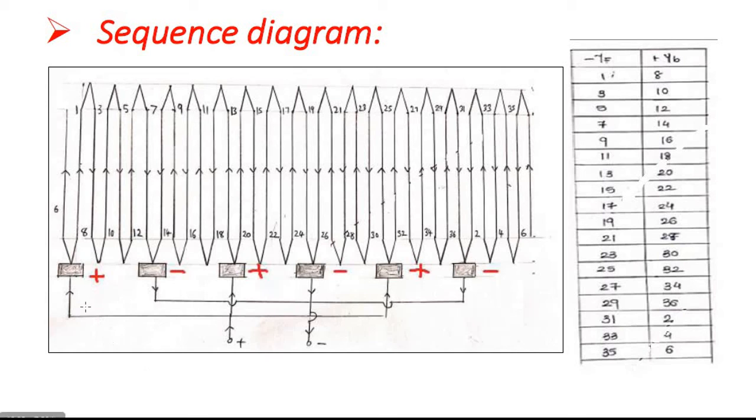Then connect all the positive brushes like this, this brush like this, and all the negatives with each other by this, and give one common terminal for positive and negative. So this is the sequence diagram for the given problem.